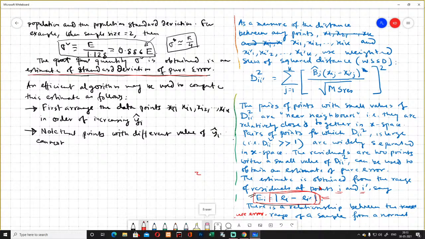Actually, we ignored the sign. Am I clear? Am I right? Subrojit, are you satisfied with my argument? Actually, we estimate the magnitude of the errors, not the sign. Here the sign does not make sense because I do not know whether EI is greater than EI dash or not.